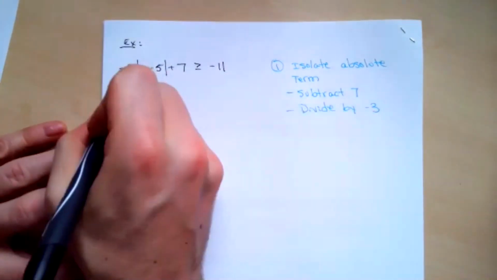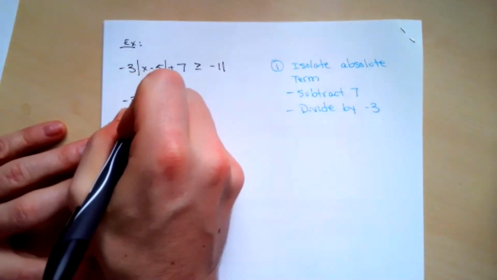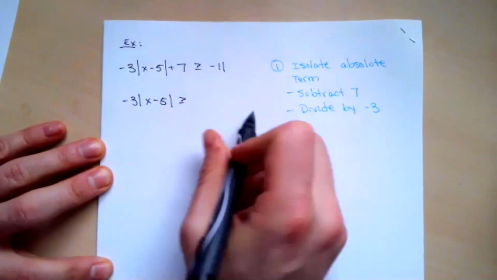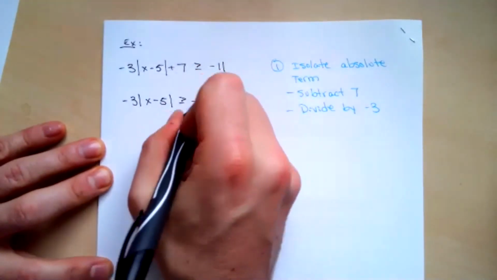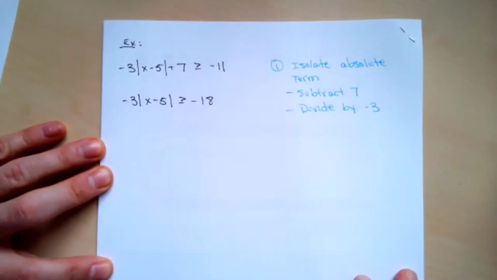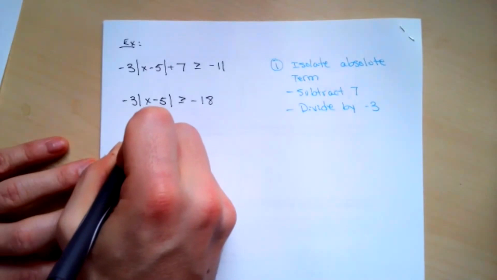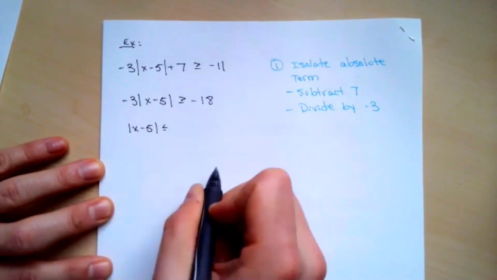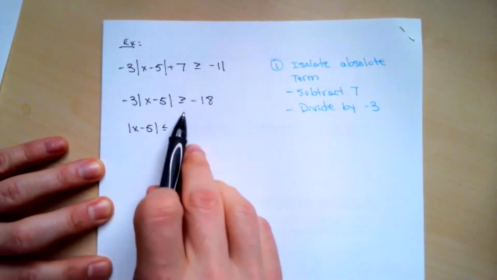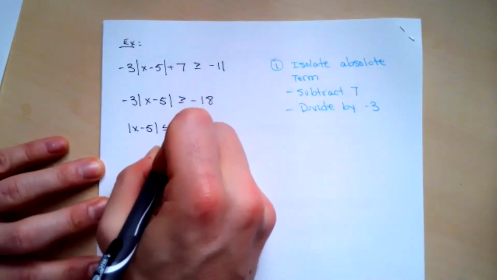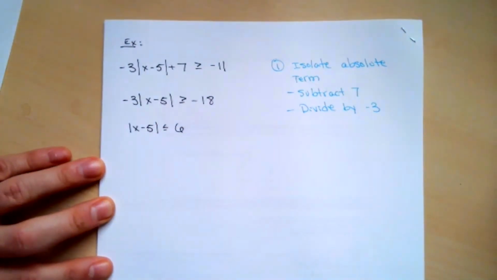When we subtract 7, we'll get -3 times the absolute value of x minus 5 is greater than or equal to -18. When we divide by the -3, we will get the absolute value of x minus 5. We're dividing by a negative, so we switch the sign, and we will get the absolute value of x minus 5 is less than or equal to 6.